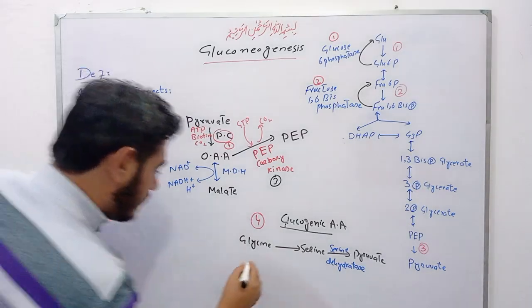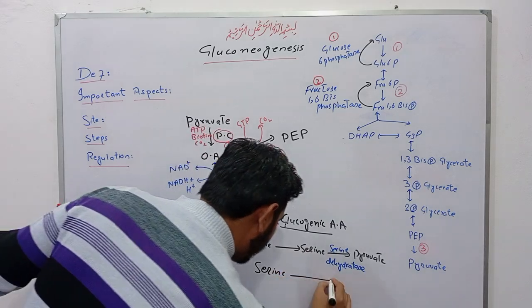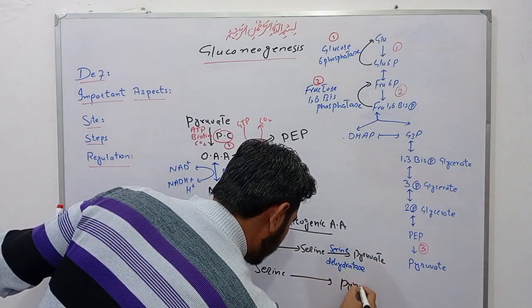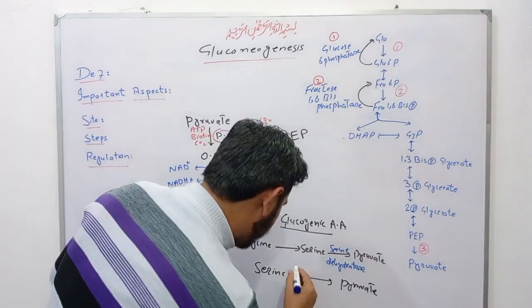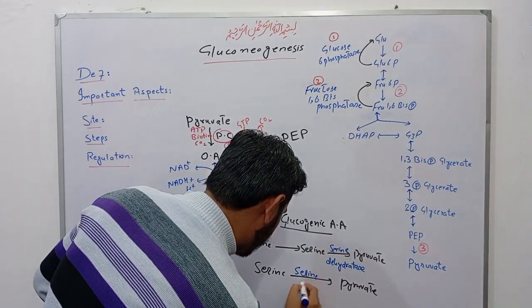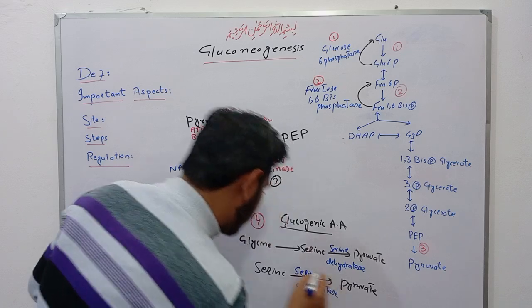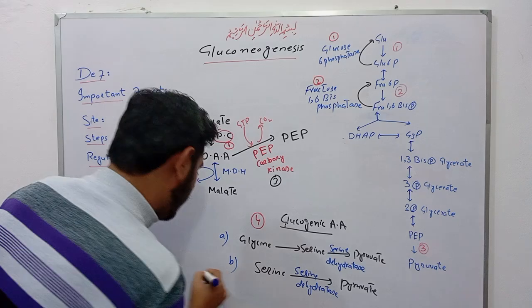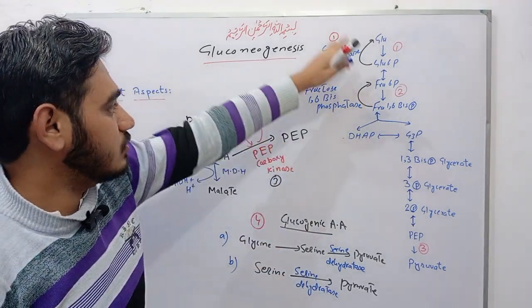Now coming toward the synthesis of glucose from serine. Serine forms pyruvate with the help of serine dehydratase enzyme, and again the same steps are repeated. Pyruvate converts into oxaloacetic acid and phosphoenolpyruvate and then glucose.